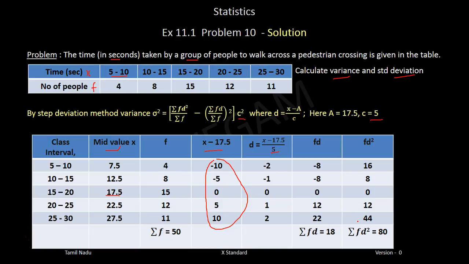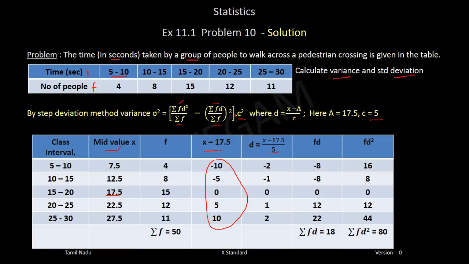Now we have got all the values. So sum up all your FD squares, sum up your FD, sum up all your F values, and substitute in this formula. See here, sigma FD square we know, sigma F we know, sigma FD we know, C we know. C is the common factor which we have taken as 5, right? So all we need to do is substitute these values in this formula, simplify and get the variance. Once you get the variance, the standard deviation is the square root of the variance.